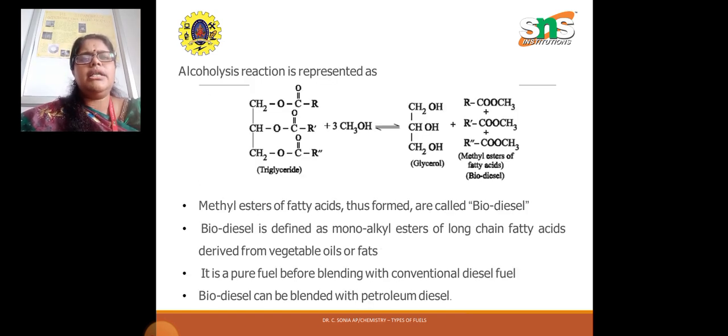So the alcoholysis reaction is represented as shown in this equation. The triglyceride in the presence of the alcohol gives glycerol and methyl esters of fatty acids. These methyl esters of fatty acids thus formed are called biodiesel. Biodiesel is defined as monoalkyl esters with long chain fatty acids derived from vegetable oils or fats. It is a pure fuel before blending with the conventional diesel fuel. Biodiesel can be blended with the petroleum diesel.